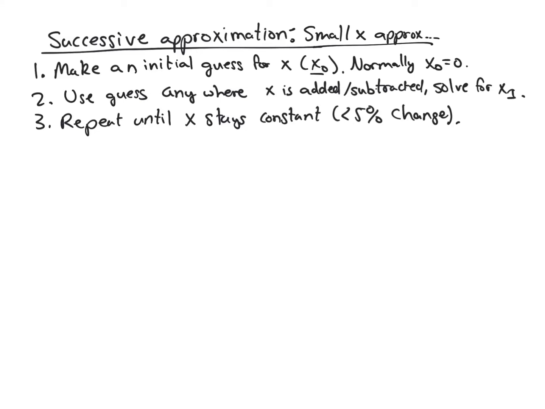Okay, so here's our steps for successive approximation. This basically builds on that small x approximation, but we can use this even when this approximation sort of fails. So first we'll make an initial guess for x, which we'll call x0. Normally that's 0, that's the small x approximation. We say x is really close to 0, but we could guess something different if we wanted.